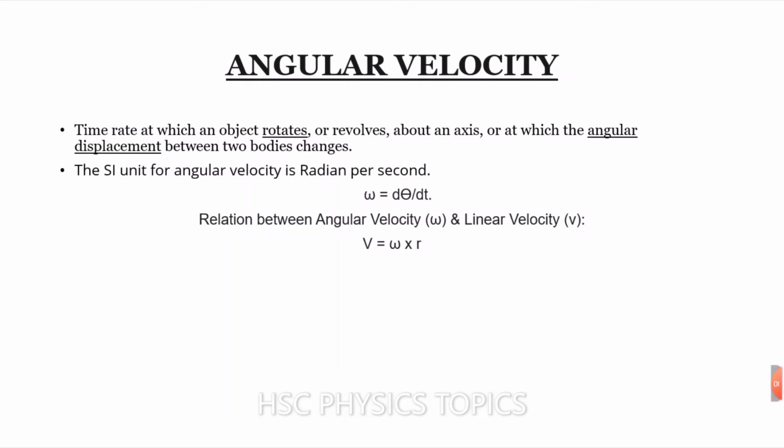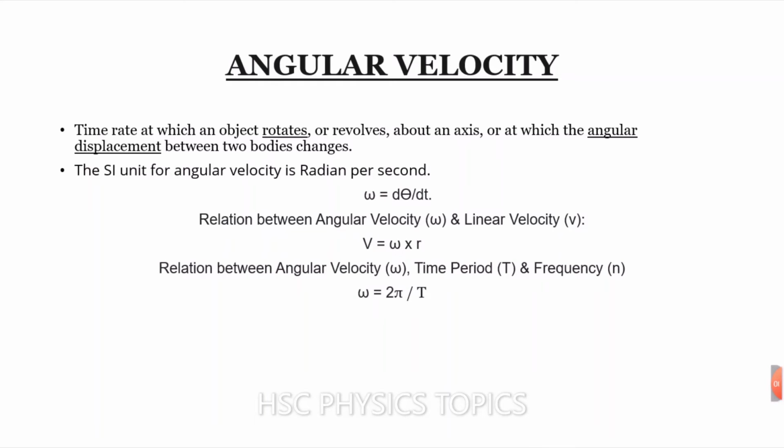Let's talk about the relation between the angular velocity omega, the time period capital T, and the frequency small n. When we relate omega and the time period T, we get omega is equal to 2 pi upon T, and we know that 1 by T, the reciprocal of the time period, is the frequency. So we can write omega as 2 pi n.